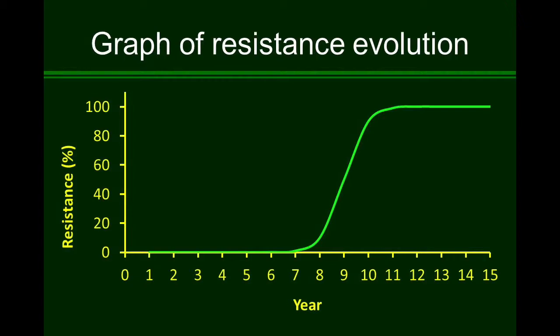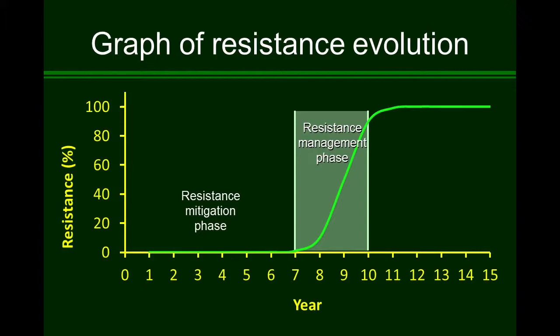And when we look at this curve, we can divide it into two phases. There's this phase here where resistance is starting to occur in year 7, 8, 9, 10, it just takes off exponentially. And that phase we could describe as the management phase. Another term for that might be the reactive phase. You have resistance, you see it in your field, you're now starting to change your management to deal with that resistance problem. Prior to that phase, however, we could think of as the resistance mitigation phase. At this point, year 1, 2, 3, it's not apparent that you have resistance in your field, and so you're trying to prevent resistance from happening.